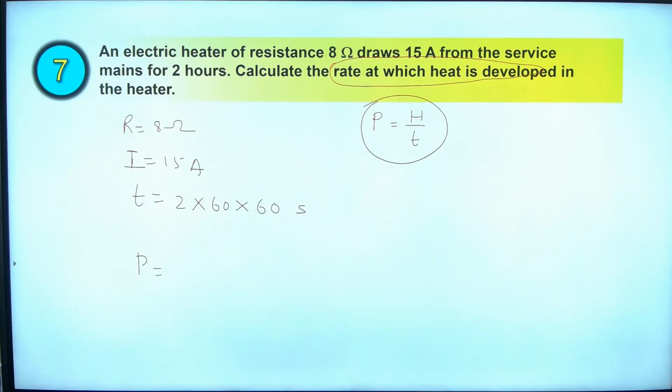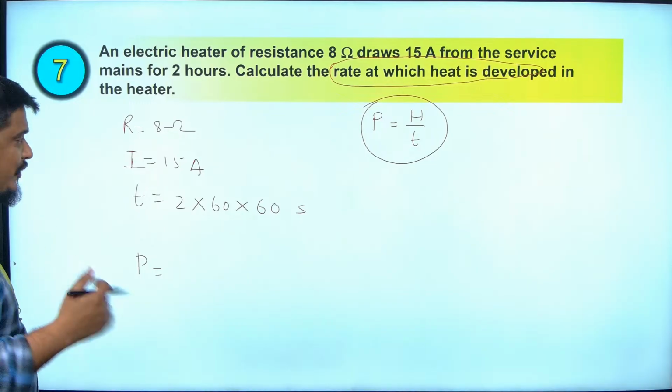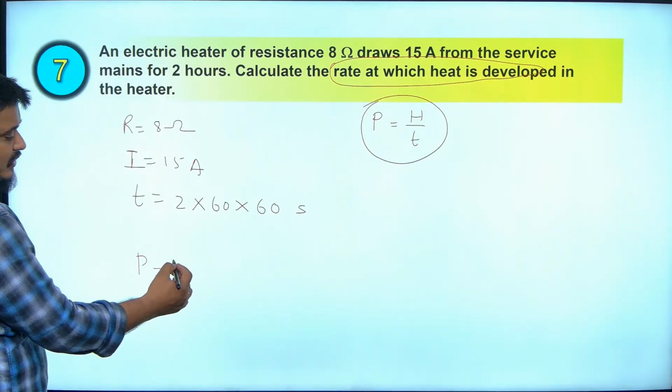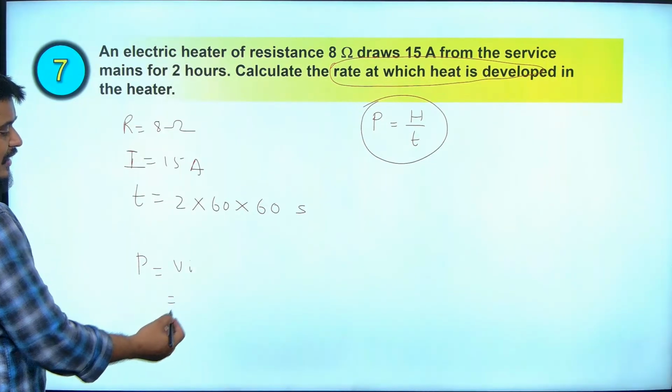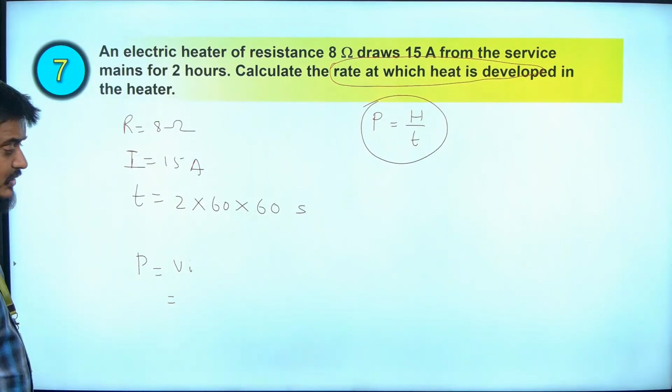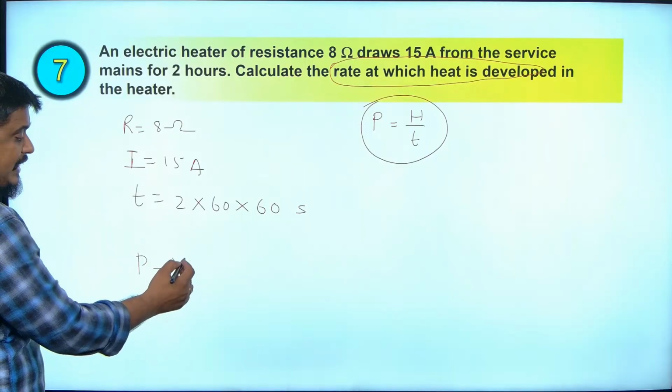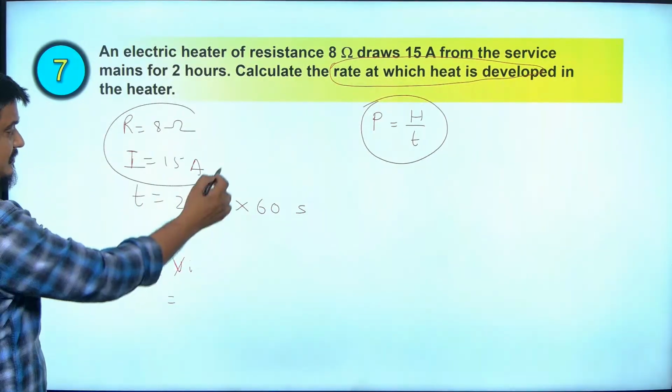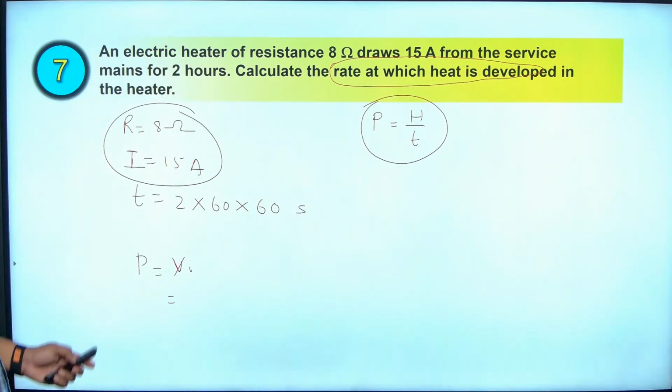I can use VIT, sorry, VI. VIT will not be used. VIT is energy. So I can use VI. Anything you can use, your wish. If I am using VI, IR you cannot use for power. IR is for voltage. So V we can find by using this, and then you can multiply and get the value of power.